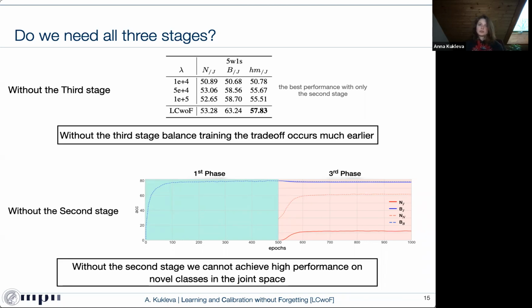Yes, it's mini ImageNet. All the ablation studies we did on mini ImageNet. For the evaluation, for the comparison with SOTA, we used much more data, many more different datasets. I will go a bit into this later.